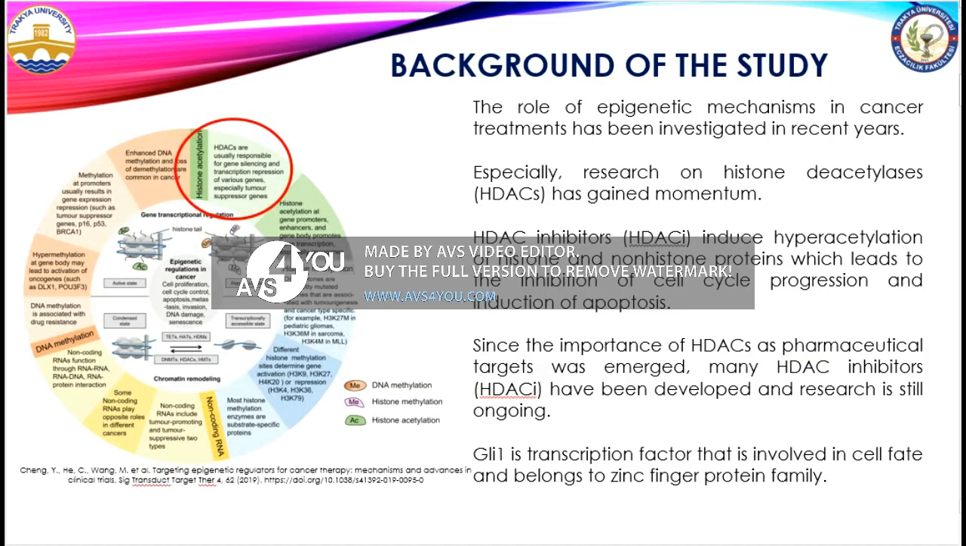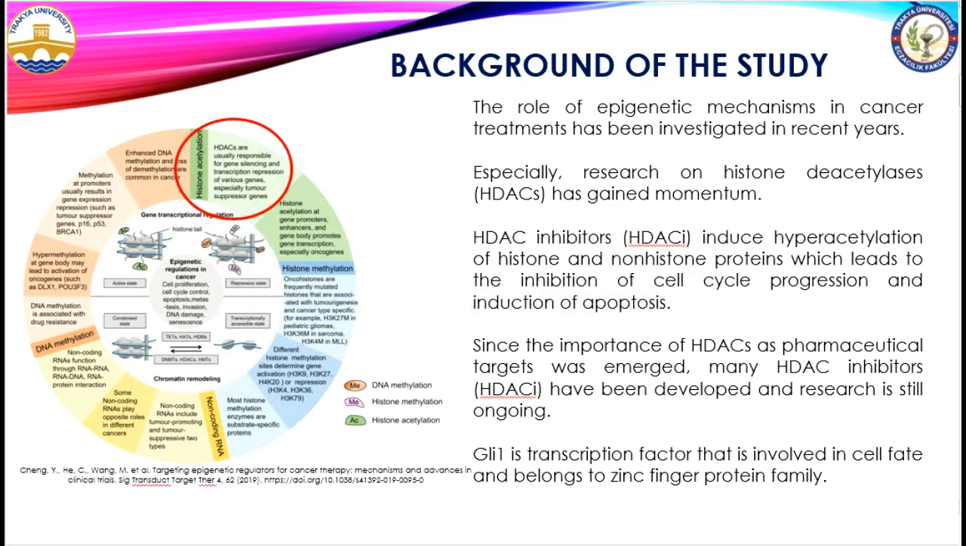The role of epigenetic mechanisms in cancer treatments has been investigated in recent years, especially research on histone deacetylases has gained momentum. Histone deacetylases remove acetyl groups from amino acids on histone and non-histone proteins and are classified into four classes. Histone deacetylase inhibitors induce hyperacetylation of histone and non-histone proteins, which leads to the inhibition of cell cycle progression and induction of apoptosis. Since the importance of histone deacetylase as a pharmaceutical target emerged, many inhibitors have been developed and research is still ongoing.